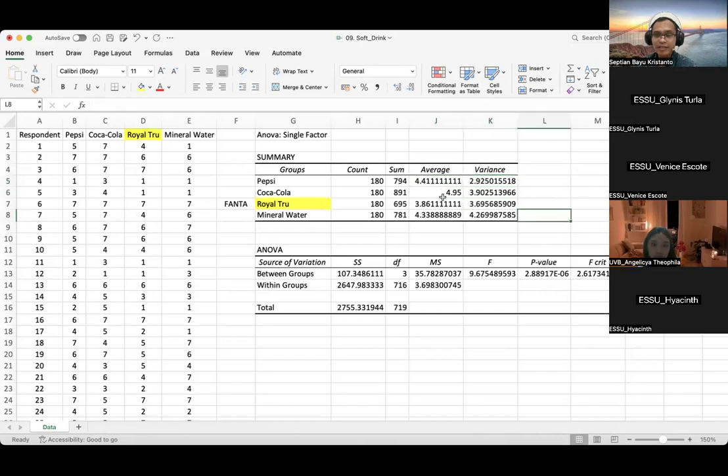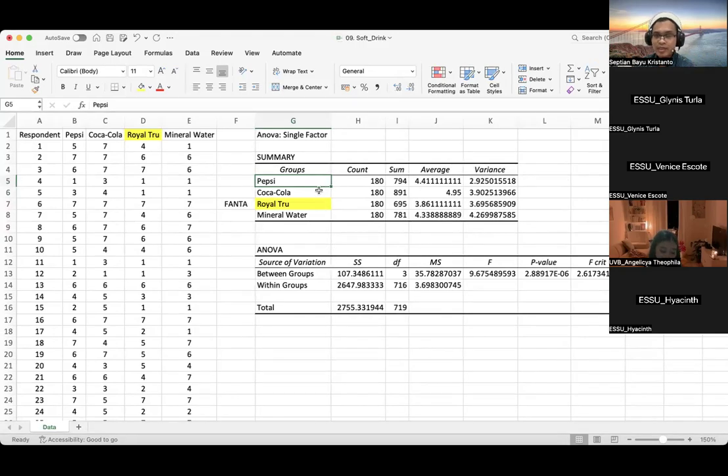For the average, Coca-Cola is the best. But for the variance in the claim of error of analysis, Pepsi is the best. So it should be debatable. Which one is the best soft drink in Philippines?